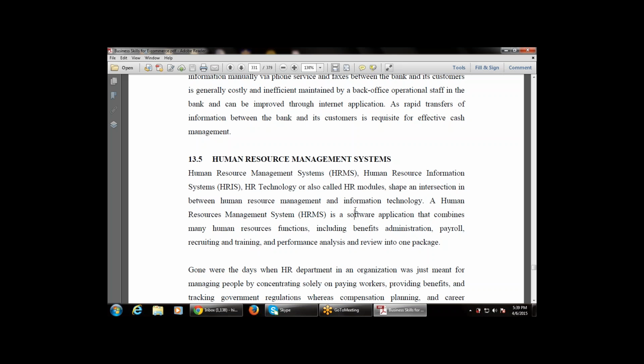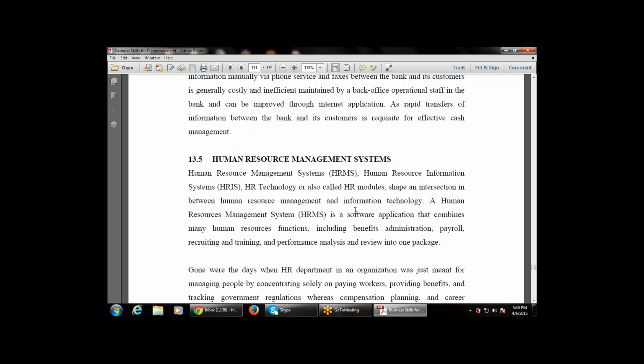A human resource management system, that is HRMS, is a software application that combines many human resources functions. So if I say human resource management system, it is a software application that combines many human resource functions, including benefits, payment, admin, payroll, recruiting, training, and performance analysis and review into one package.